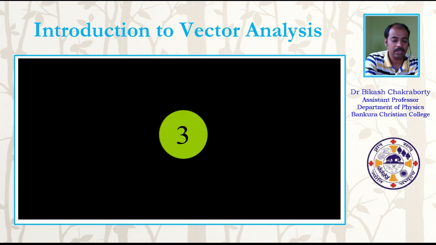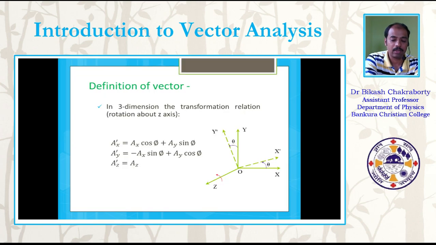Now, if we consider the rotation of axis in 3 dimension with respect to z axis, then the components of vector are related with the primed and unprimed coordinates as shown in figure. Ax prime is equal to Ax cos phi plus Ay sin phi. Ay prime equals minus Ax sin phi plus Ay cos phi. Az prime is equal to Az.